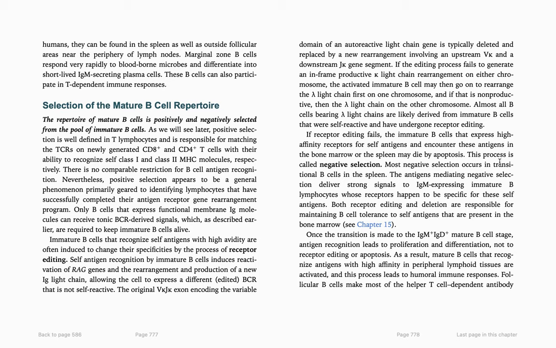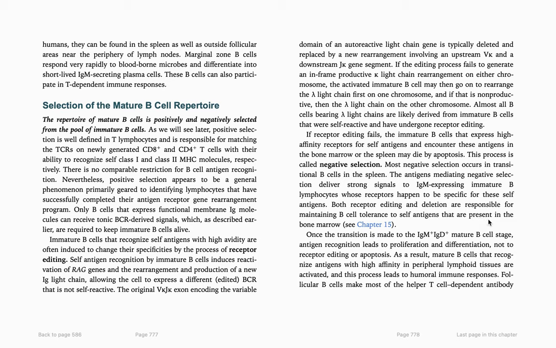This process is called negative selection. Both negative selections occur in transitional B cells in spleen. The antigen mediated negative selection delivers a strong signal to IgM expressing immature B lymphocytes whose receptor happens to be specific for this self antigen. Both receptor editing and deletion are responsible for maintaining B cell tolerance to self antigens that are present in the bone marrow.